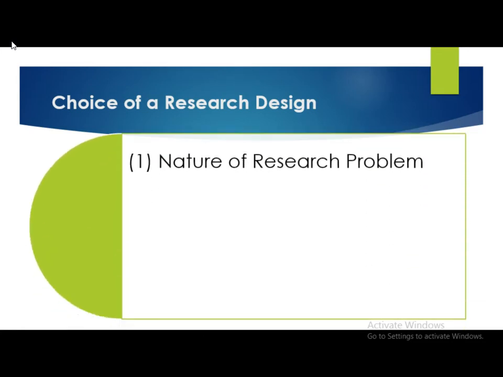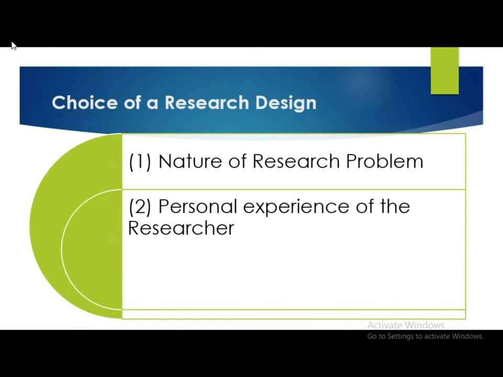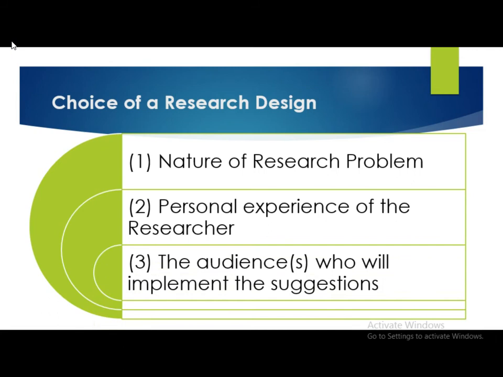There are many approaches that researcher can apply to solve the given research problem. Majorly it depends on three aspects. First is nature of the research problem, then personal experience of the researcher, and third the audience or audiences who will implement the suggestions or recommendations after the research analysis. The research problem definition already mentions the main variables, that is dependent variables and independent variables, etc. under the study. Researcher needs to select such a research design that will justify the variables under the research problem.